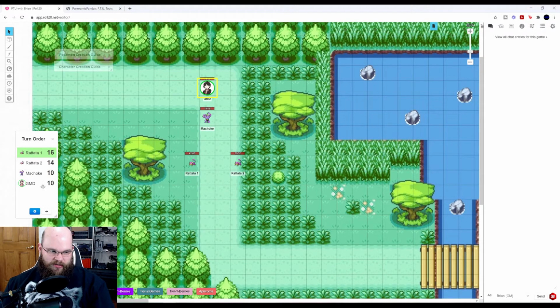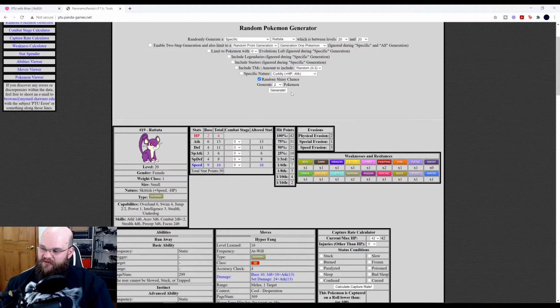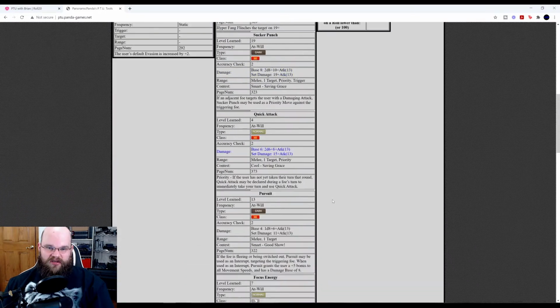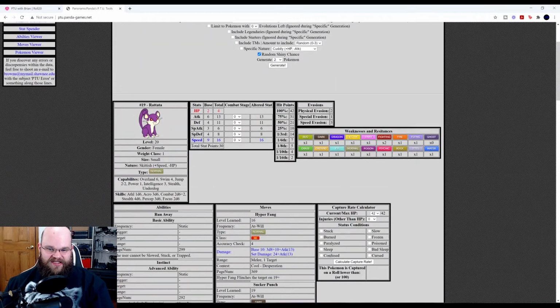So I've got my turn order set up here. What I've done is generated 2 Rattata. As a GM, this is an invaluable source. 2 Rattata at level 20. It's got all their stats, all their moves, their weaknesses and resistances.